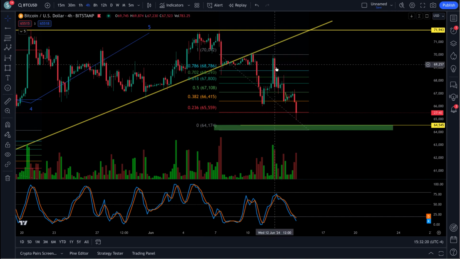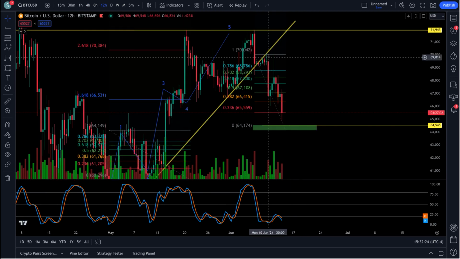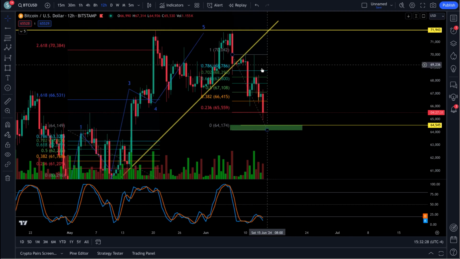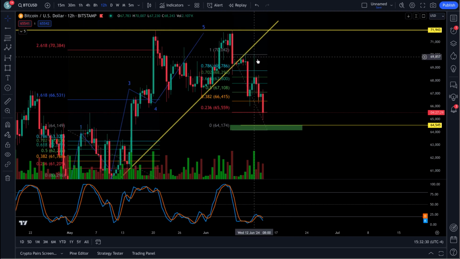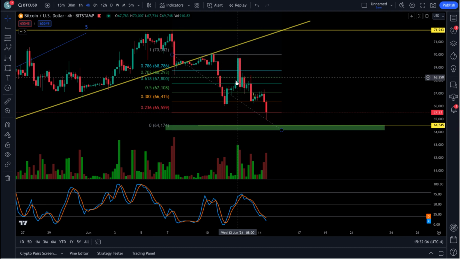This ended up being a fake out up through here. Now if you come out on a 12-hour, this just turns out to be a wick in here. I'm not taking a measurement off that. You had that fake out, you had a bearish engulfing candle eat that whole thing right up. You had a fake out to the upside, and a bearish engulfing candle erased that whole thing.